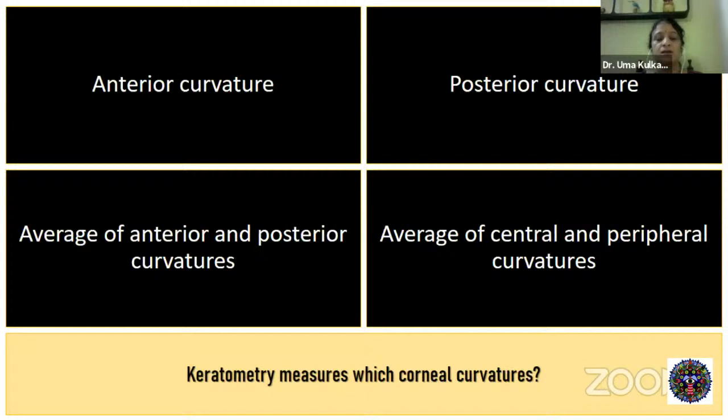We know that the total power of the eye is around 60 diopters, of which almost 40 to 45 diopters is contributed by the anterior surface of the cornea. That's why we are more concerned with measuring the anterior curvature of the cornea rather than the posterior. As we said, the automated keratometers that are available do measure the curvatures of the posterior surface also. They give the anterior float and the posterior float, and we get all the measurements, including the peripheral curvatures of the cornea. So we need to know this.